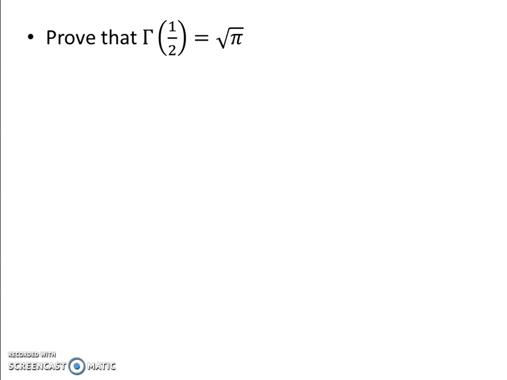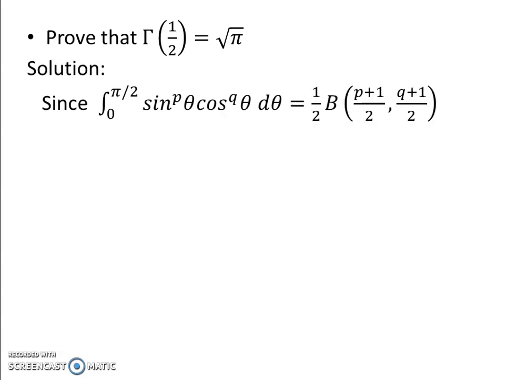As the relation between beta and gamma function suggests, beta of m, n equals gamma m gamma n upon gamma m plus n, and integration 0 to pi by 2 sin raised to p theta cos raised to q theta d theta equals 1 by 2 beta of p plus 1 by 2, q plus 1 by 2. In this expression, suppose we put p equal to 0, q equal to 0.